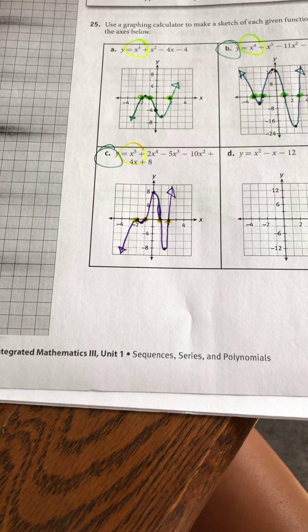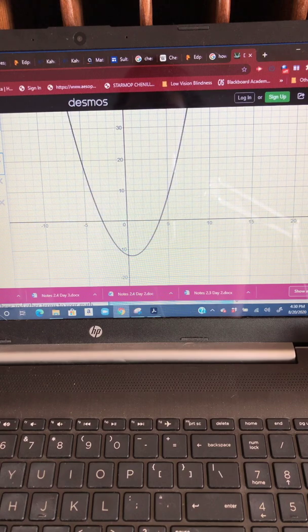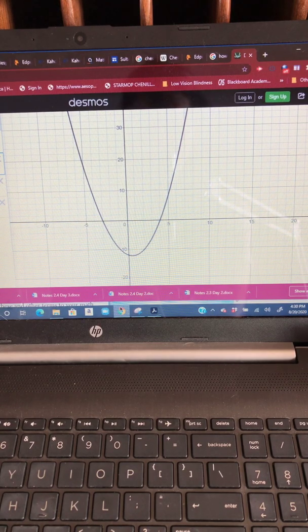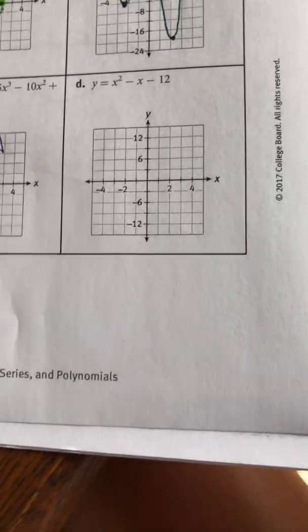Okay, next one is D, the x squared minus x minus 12. Uh-oh, focus, there we go. So I'm going to click off that one, click on that one. That one we should know. The degree is a 2, it's a parabola. So all I really care about are the zeros, right there and right there, the y-intercept, and then the vertex. Okay, so let's go ahead and graph that.